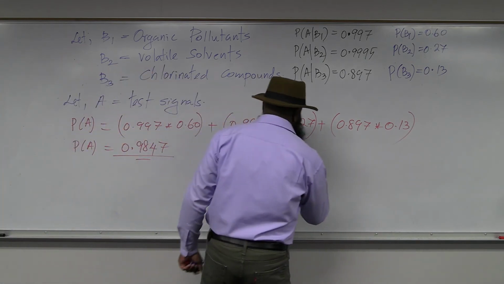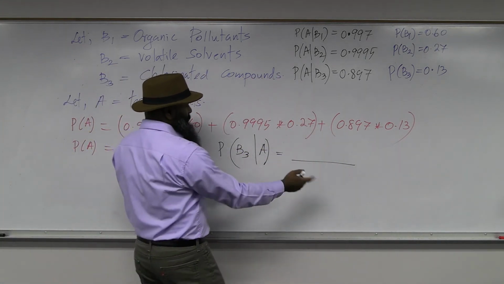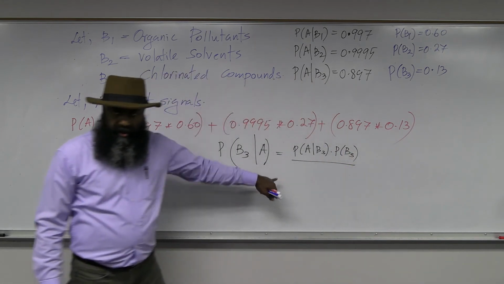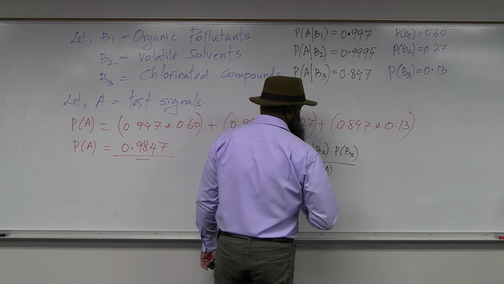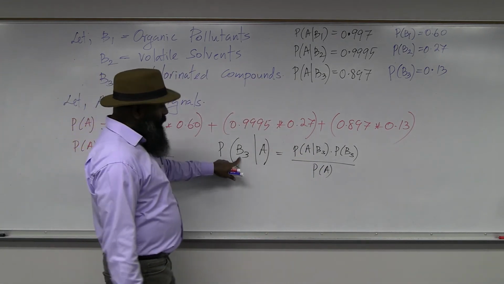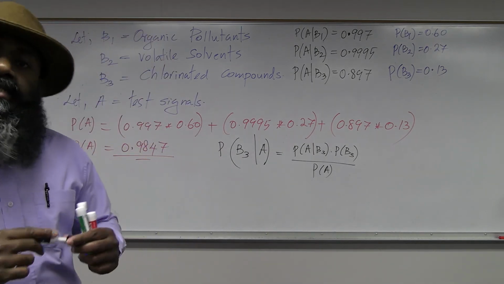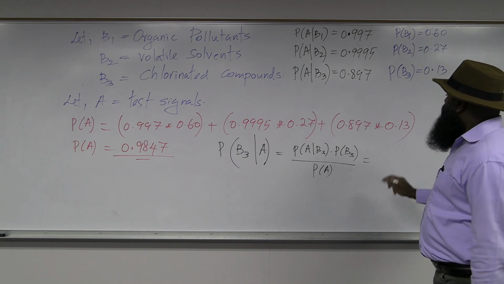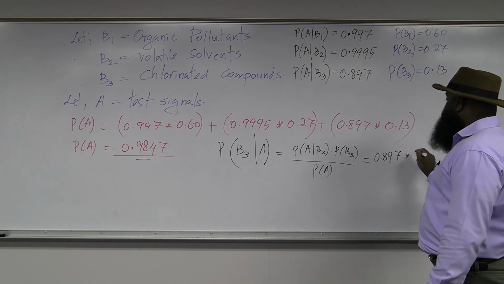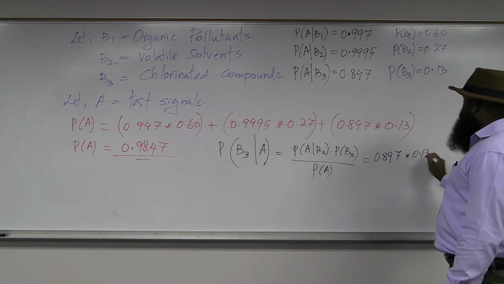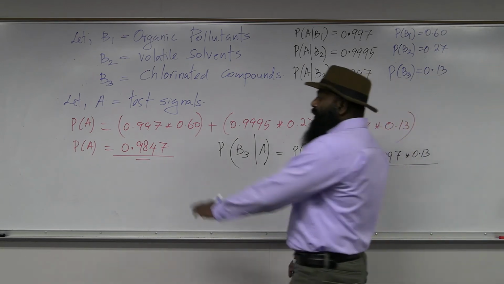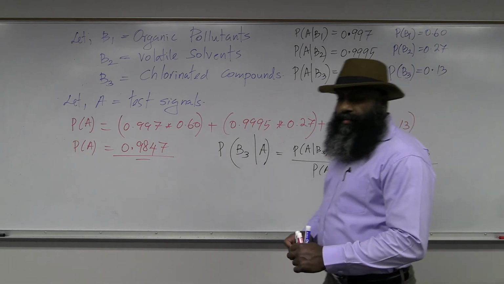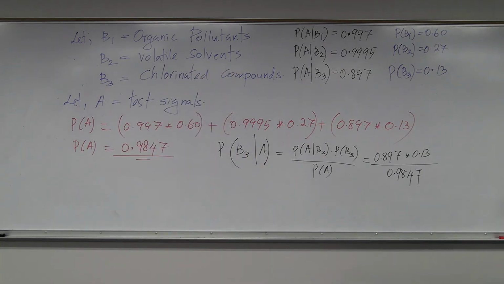So the Bayes theorem says, the right hand side, I'm going to flip it again and write P(A given B3) times P(B3), and the denominator is P(A). Now, B3 is that Bj of the previous equation that we wrote for the Bayes theorem. All right, now I just have to plug in these values. P(A given B3) is equal to 0.897 times P(B3) is equal to 0.13, all divided by P(A), which is 0.9847. You can simplify that and find the answer. I got 0.1184.